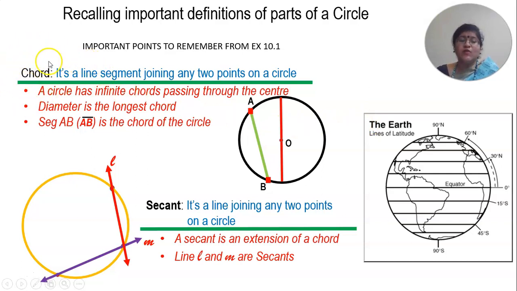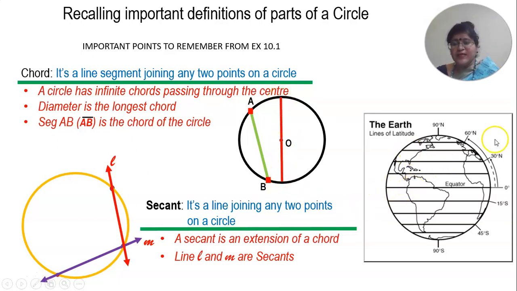What is the meaning of chord of a circle? Let's revise. Now in this diagram, you see that AB is a line segment which is drawn from one point A to another point B. So a chord is a line segment joining any 2 points on a circle. Likewise, this line segment in red, this is also the chord of the circle.